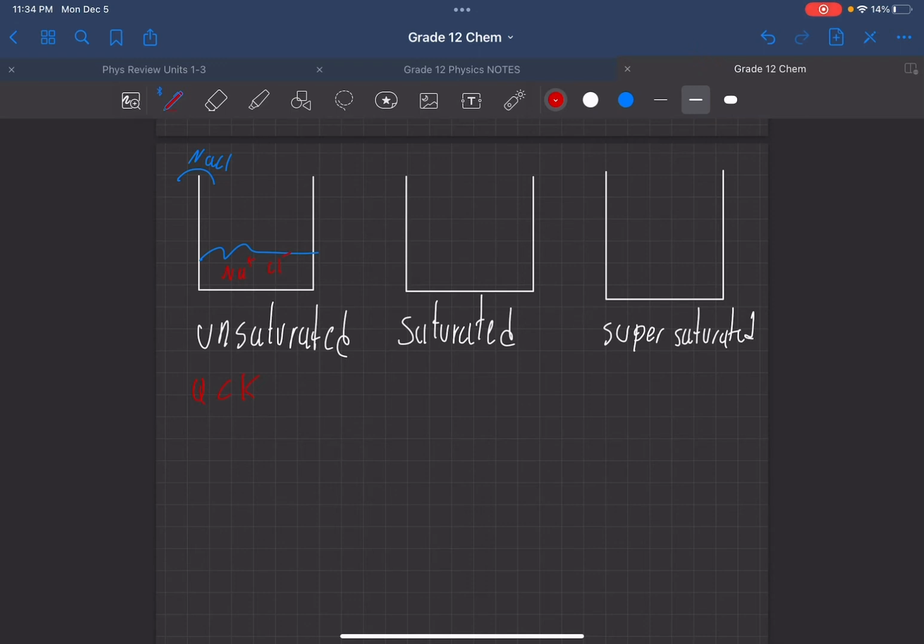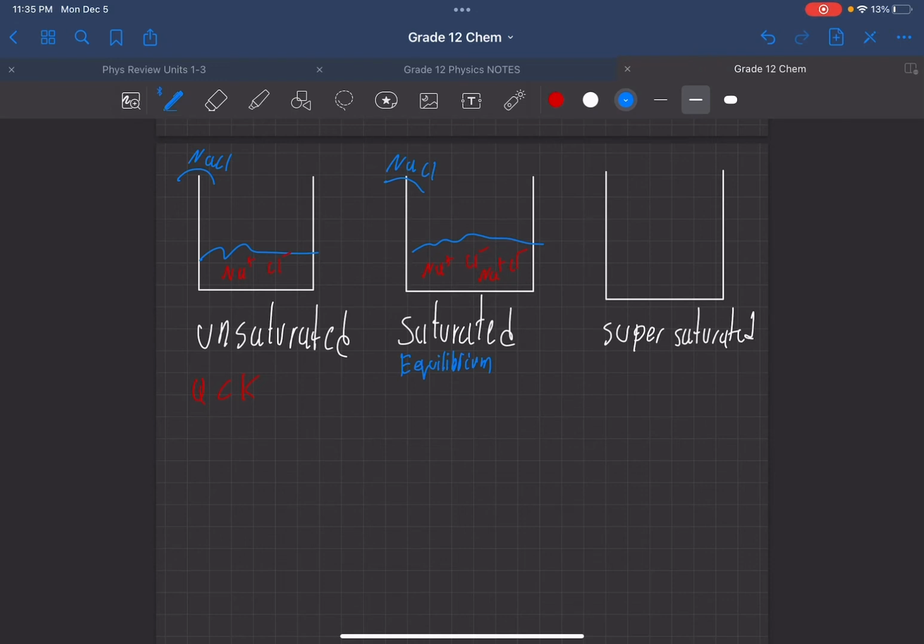So what happens when we are saturated? Okay, so when we're saturated, we have the max amount of Na plus and Cl minus that could be in solution. Any more NaCl that I add into this solution, a precipitate will form. If I add even just a little bit, a precipitate will form. And what is saturated also known as? Well, this is also known as equilibrium.